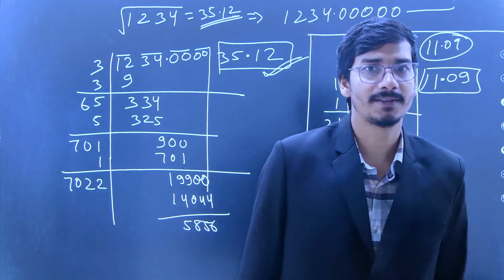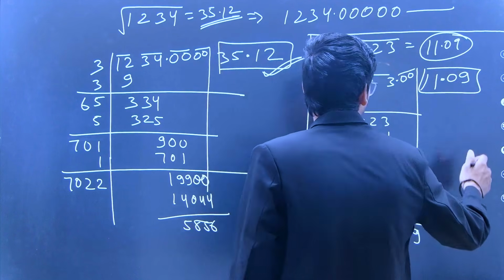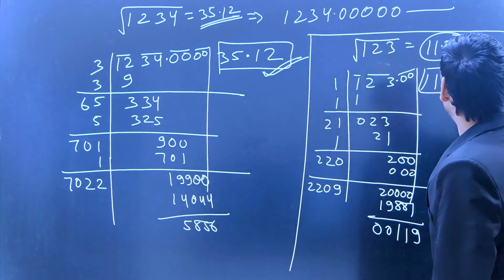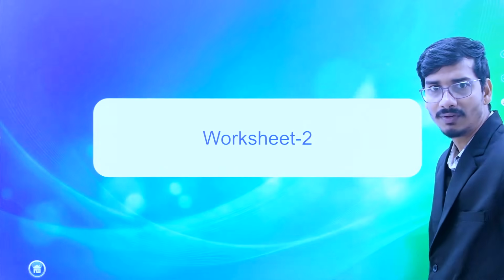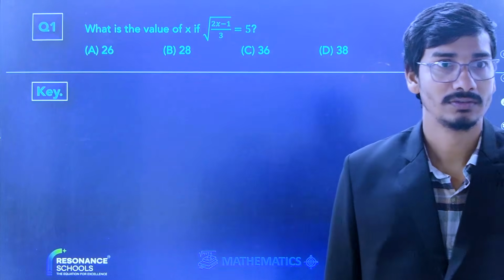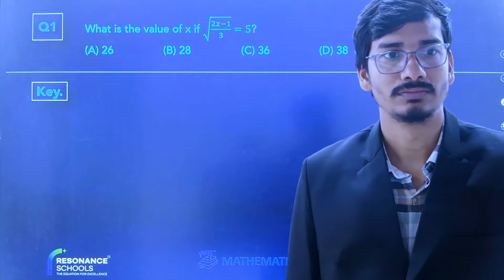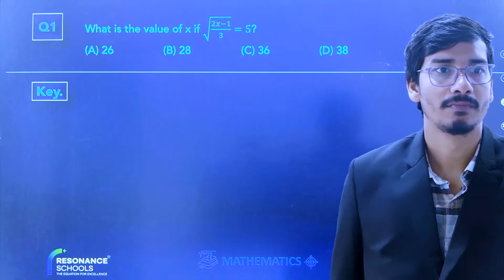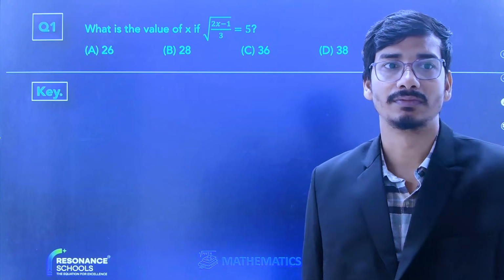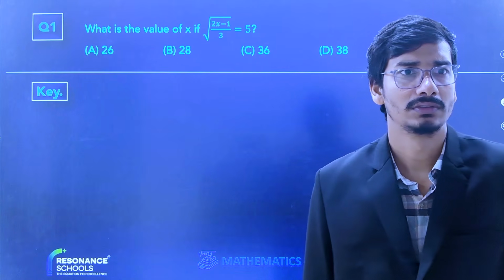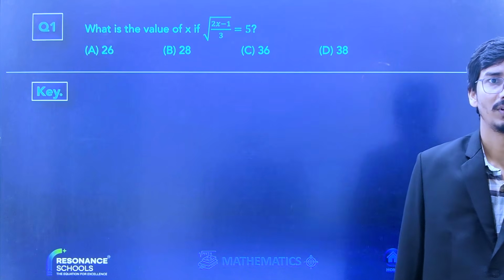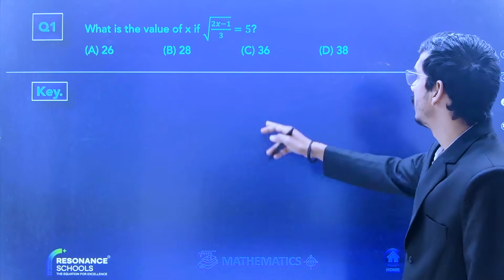Okay. So let's take another example. So let's proceed with the topic. Okay. Now come to the next point. Let's start worksheet 2. Okay. So, what is the value of x if this quantity is equal to 5?